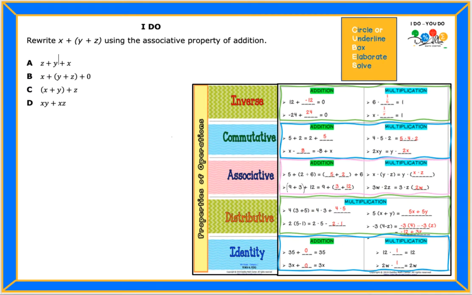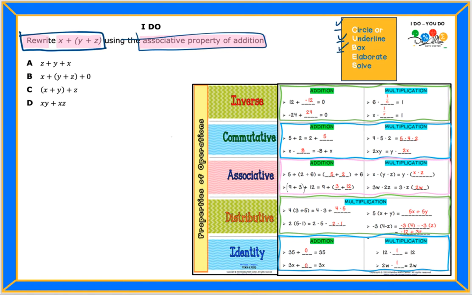Let's read this question. Rewrite x plus parentheses y plus z using the associative property of addition. What we're going to do is rewrite the expression that is given, and they tell me what property to use. Basically, that is our question. We circle the key information and box the question.